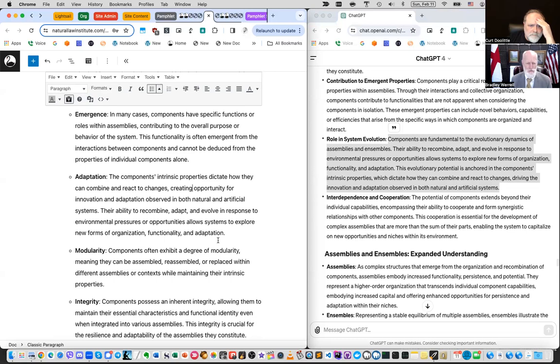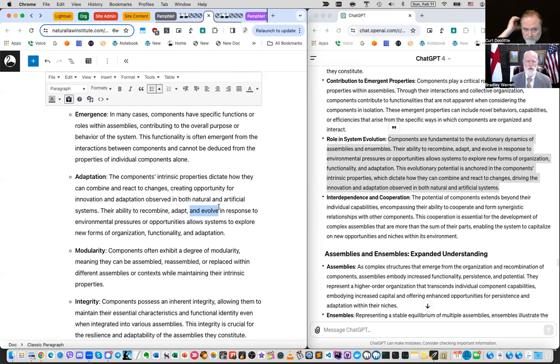I don't know about "evolve" in there. Yeah, I don't like it either. That's my main objection. I think you just take that out. They don't really adapt. They just react. I would say their ability to recombine. Well, the heading is adaptation. We're defining adaptation.